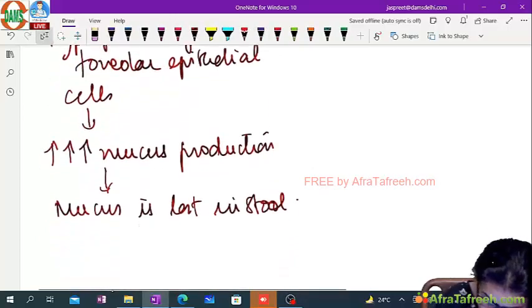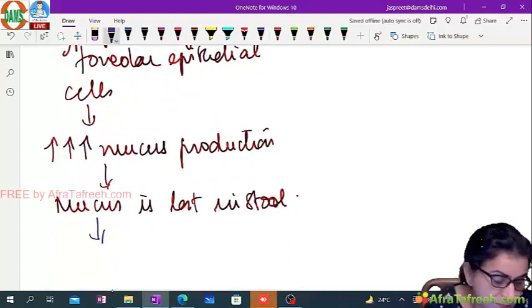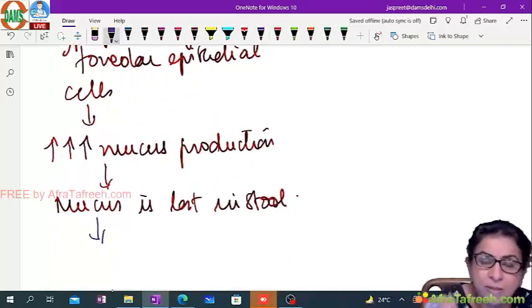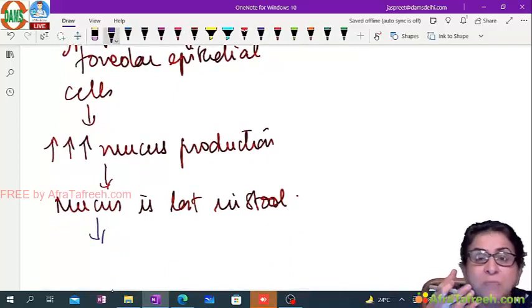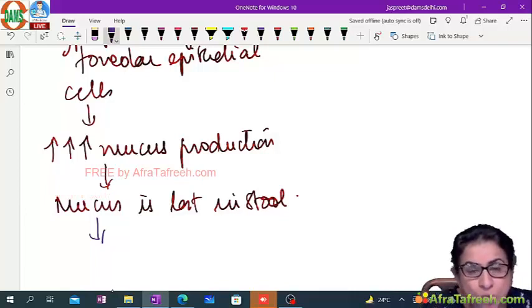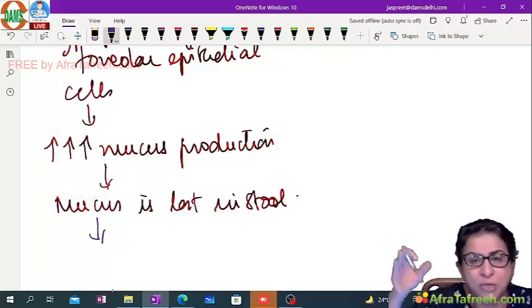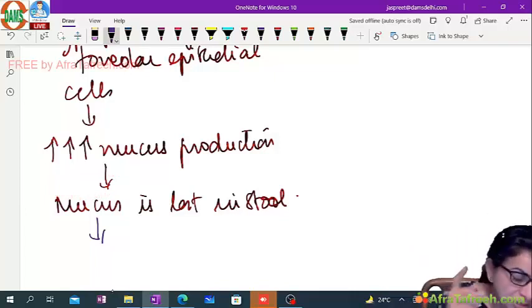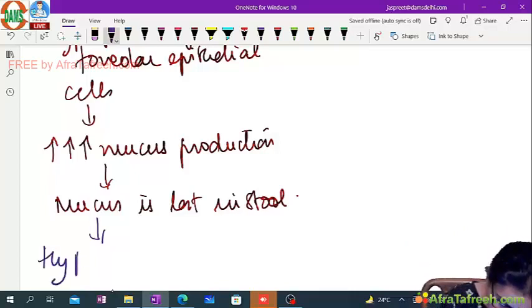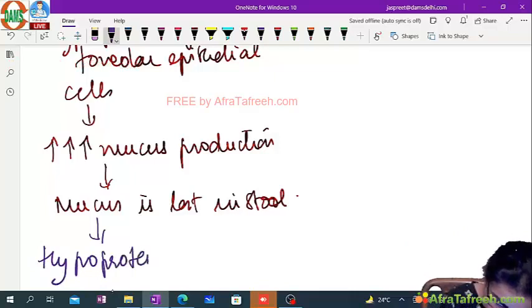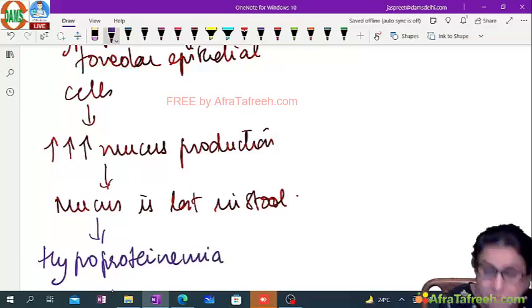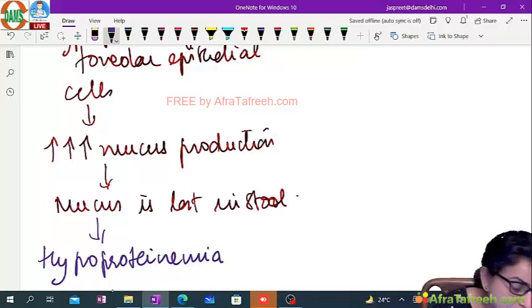Now what will happen? Because of a lot of mucus production and this mucus going out in the stool, what is mucus? Mucus is nothing but protein. So they are losing so much protein in the stool. They are producing so much protein and losing so much protein. So this leads to hypoproteinemia. These people lose a lot of protein and the protein in the blood decreases.